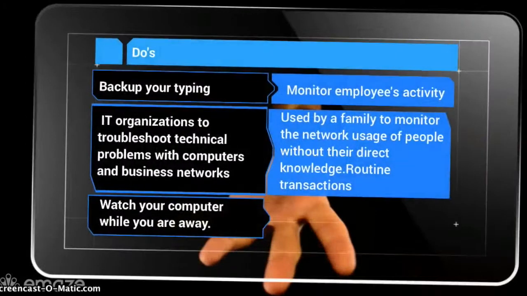Keylogger can give you many benefits such as backing up your typing, helping IT organizations troubleshoot technical problems with computers and business networks, watching your computer while you are away, and monitoring employees' activities. And the last one, use by a family to monitor the network usage of people without their direct knowledge.